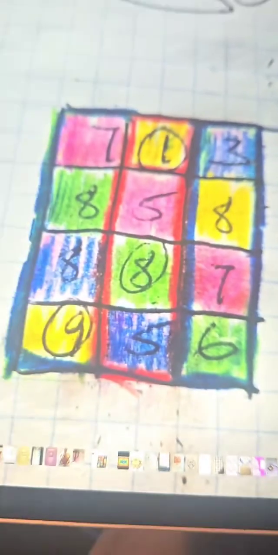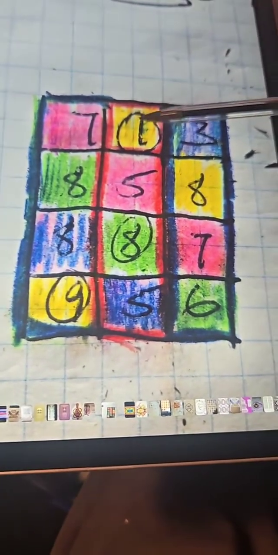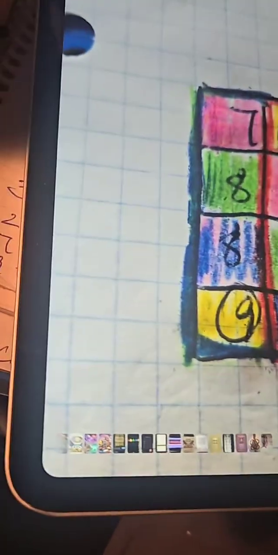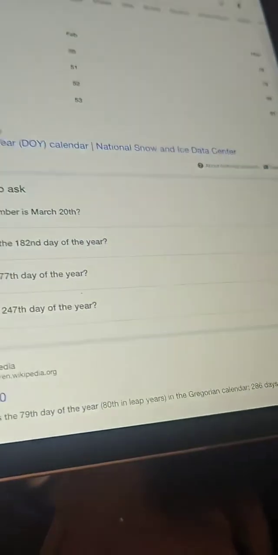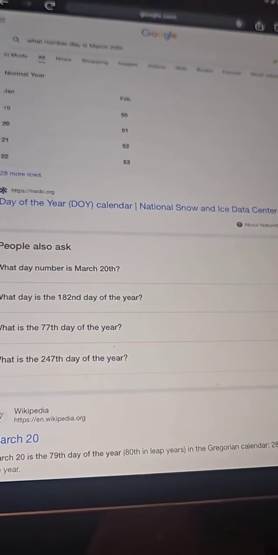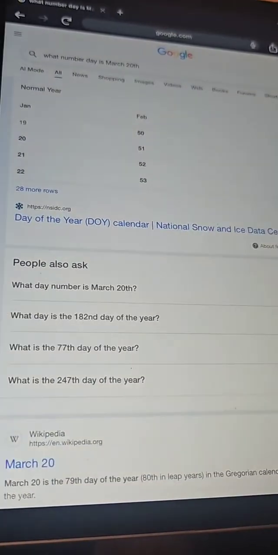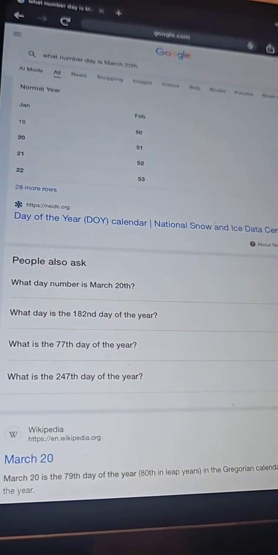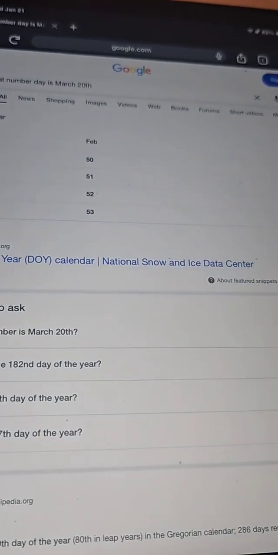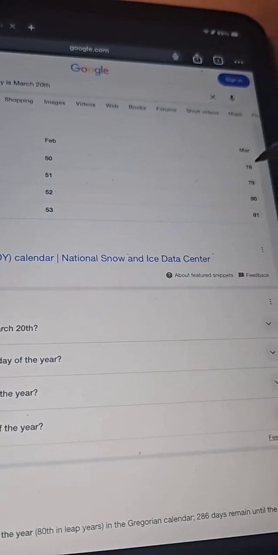You know, on March 20th, let me just do this. I can show you a few more of these, and I will. Just give me a second. I don't know why I did that, but I'll have to look into it. What number day is March 20th? Here's information from National Snow and Ice Data Center. Okay, I'm not sure, but it could be the 78th day, but it's not.